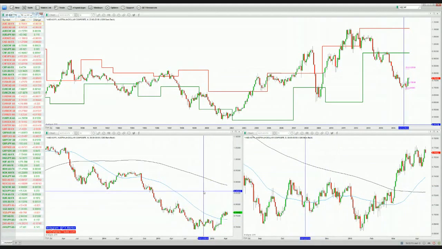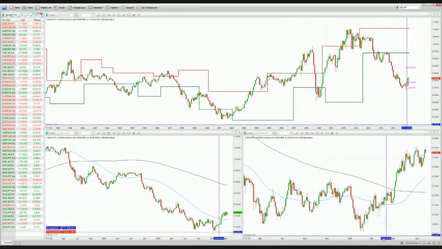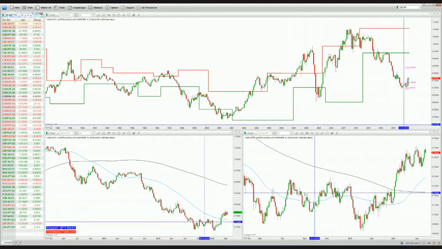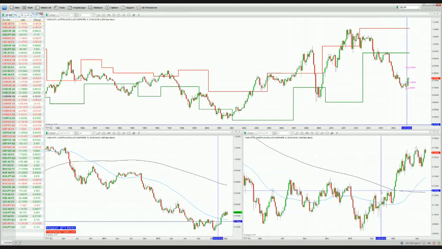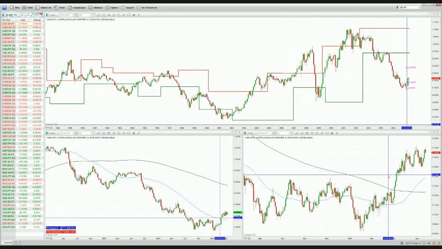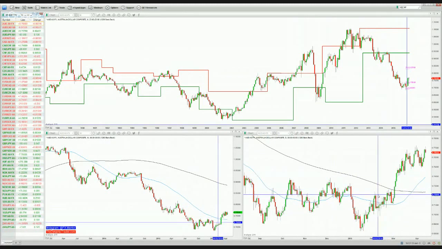I want to see price trading below both moving averages on the weekly and below both moving averages on the daily. If I don't have that set up, then I either stand aside and ignore the chart, or if I do think that this chart is looking interesting as a particular trade, then I would reduce my risk.